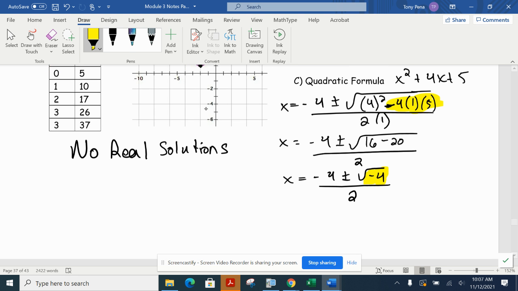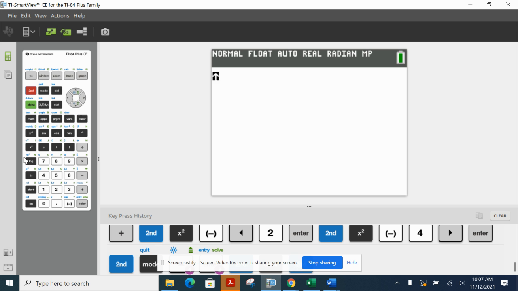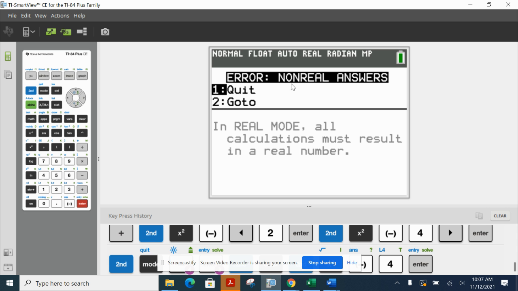So let's talk about this first of all. If I throw the square root of -4 into my calculator, notice how it says no real answers. That's what we just wrote down. All right, non-reals. There are no real solutions to this.